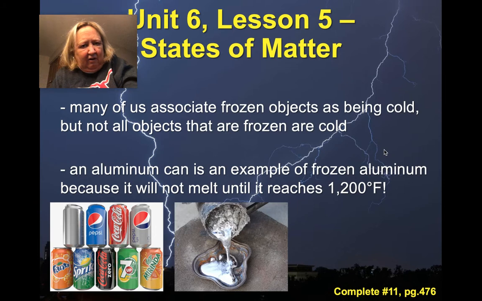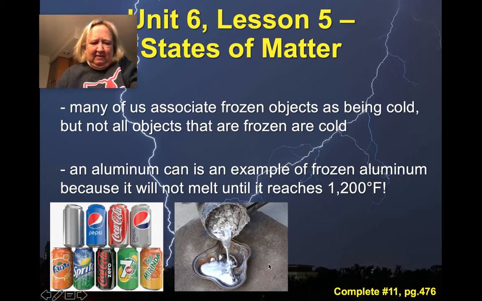Now, this is hard and weird, I think, to visualize, but an aluminum can is actually considered frozen aluminum because aluminum does not melt until 1,200 degrees Fahrenheit. Think about that. 1,200 degrees Fahrenheit. And this would be melted aluminum right here.